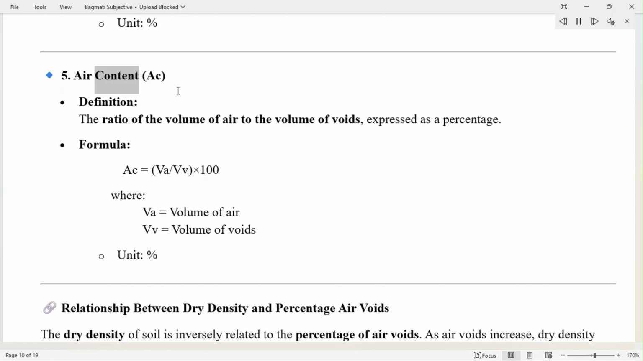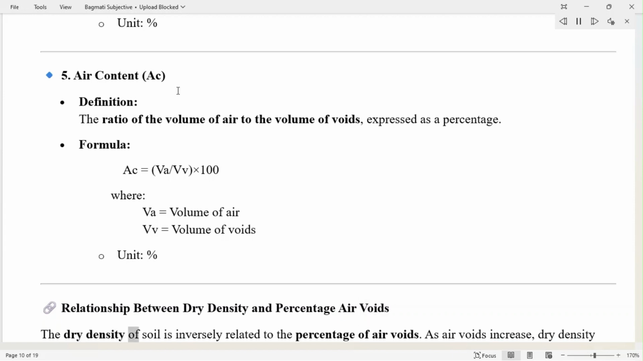5. Air content, ac. Definition: the ratio of the volume of air to the volume of voids, expressed as a percentage. Formula: ac equals Va/Vv times 100, where Va equals volume of air, Vv equals volume of voids. Unit: percent. Relationship between dry density and percentage air voids.